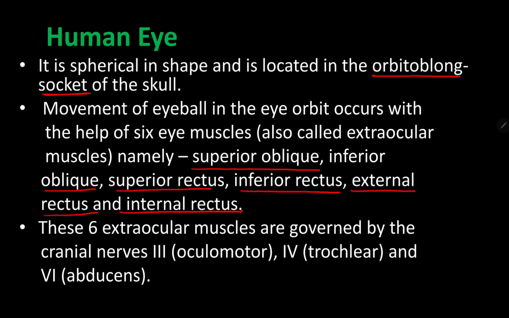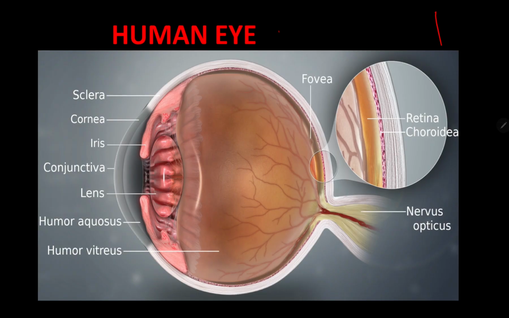These six muscles control movement in the eye, and they are controlled by three cranial nerves. We all know we have 12 pairs of cranial nerves. Cranial nerve third, and then we have cranial nerve fourth, and then the abducens nerve, the sixth cranial nerve. These three nerves control all these skeletal muscles, and they finally control movement in the eye. Fine. Now you come back to the eye.